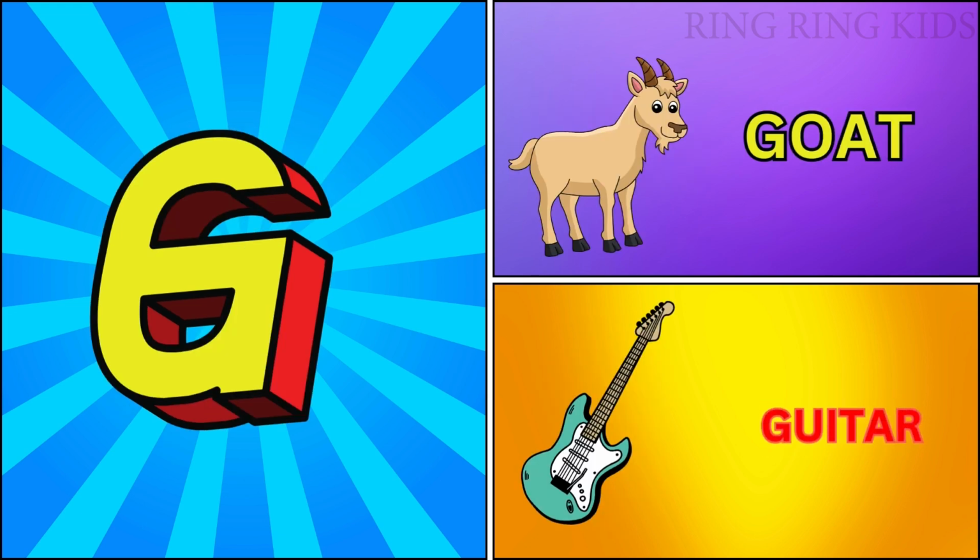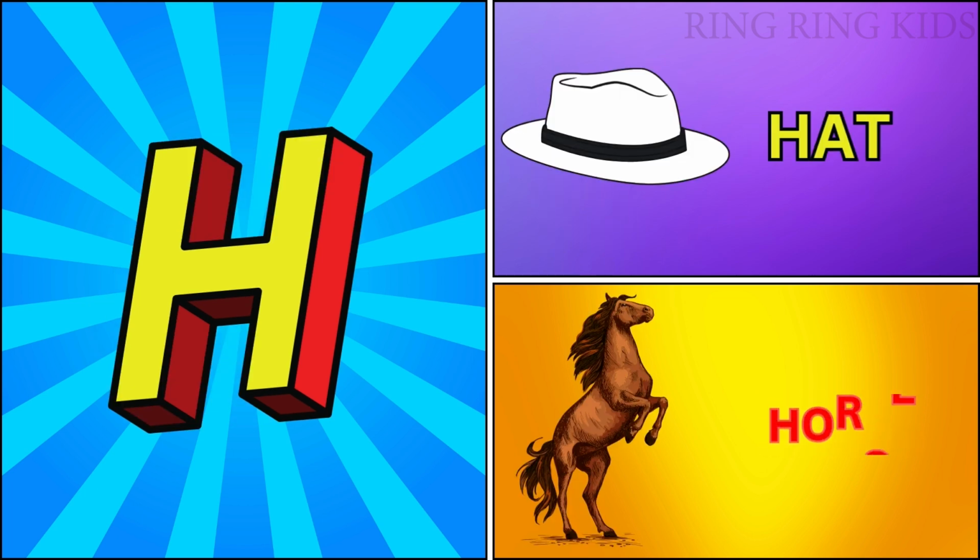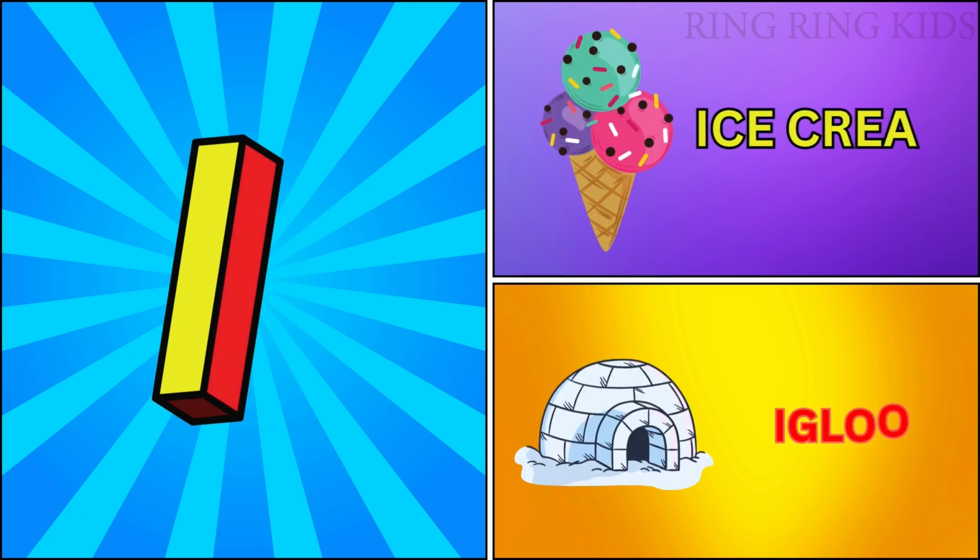G for goat. G for guitar. H for hat. H for horse. I for ice cream. I for igloo.